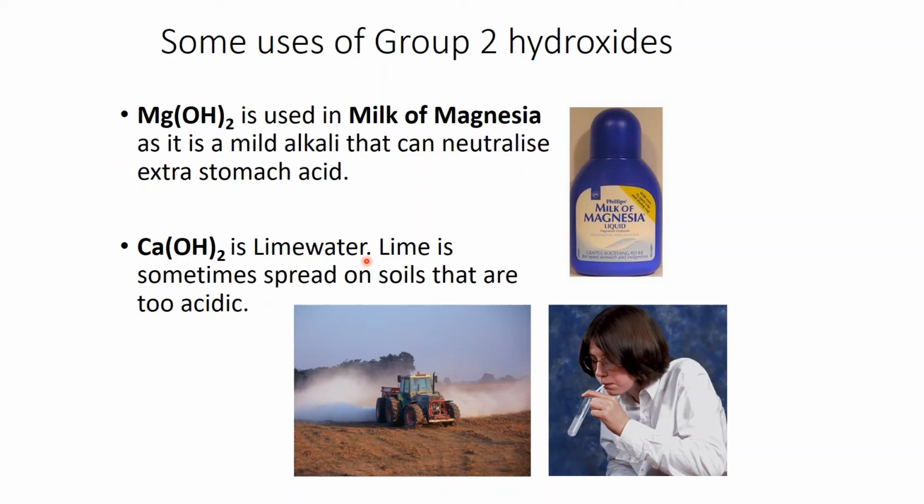It looks colourless, but if you look very closely at a bottle of lime water, you'll see that at the bottom there's actually a precipitate of undissolved calcium hydroxide. Now, lime water, and calcium hydroxide as a powder, is spread on soils that are too acidic. It neutralises those soils to make it more favourable for plants to grow.